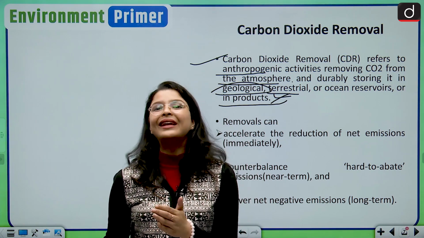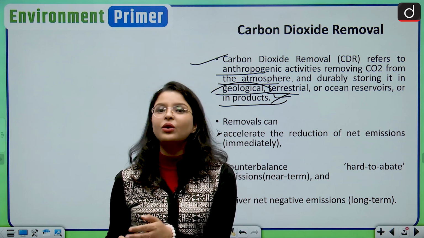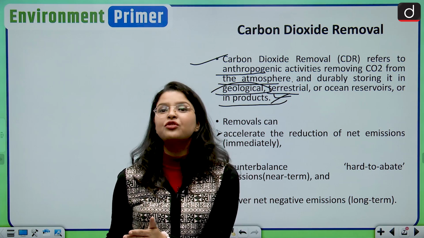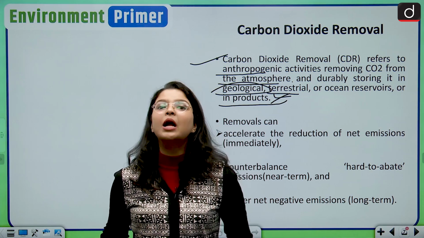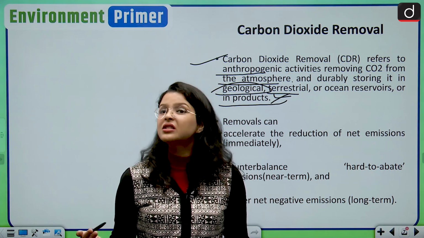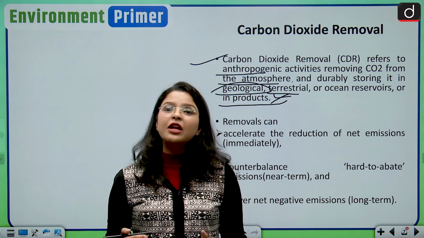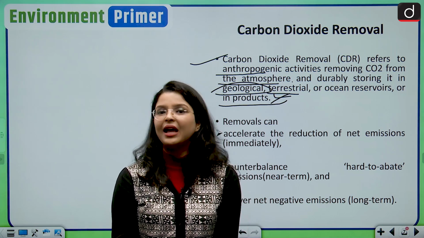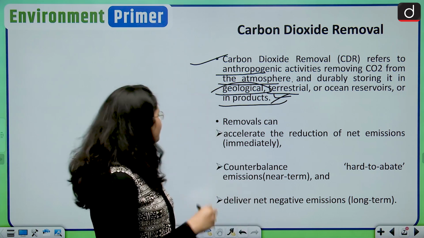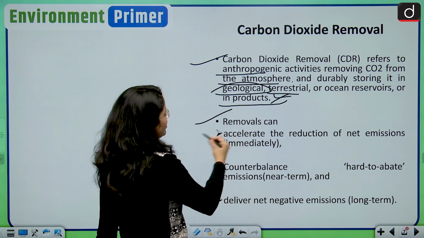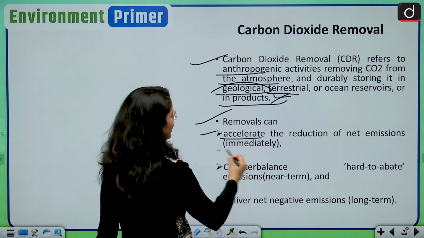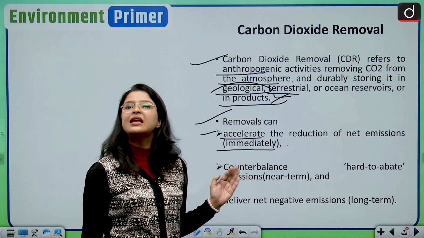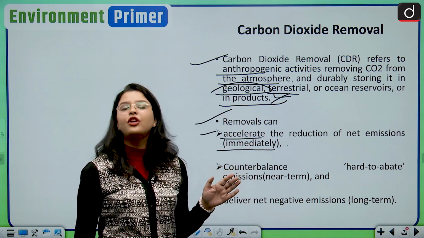by pinpointed and intentional human actions. For example, afforestation, reforestation, maintaining the carbon sinks, maintaining the forest covers. So, what are we trying to do? We are actually trying to reduce the carbon dioxide from the air. These removals can firstly accelerate the reduction of net emissions. Immediately, the immediate result is acceleration of reduction of net emissions.